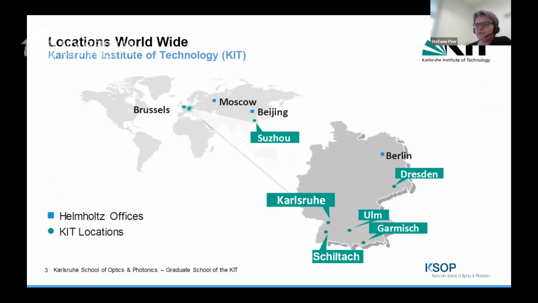There are quite a few different KIT locations, not only in Karlsruhe, where most of us work, but also, for example, in Garmisch, if you are more interested in climate research, or we also have a campus in Suzhou in China. As part of the Helmholtz Association, there are offices in Brussels, Moscow, and Beijing.